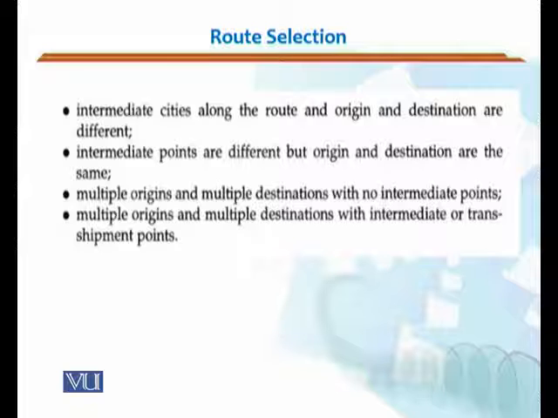So what would be the difference? You have either multiple origins and multiple destinations with no intermediate point there, or you could have multiple origins and multiple destinations, but you have some intermediate points. You have some warehouses or some distribution centers in between or among those origins and destinations.